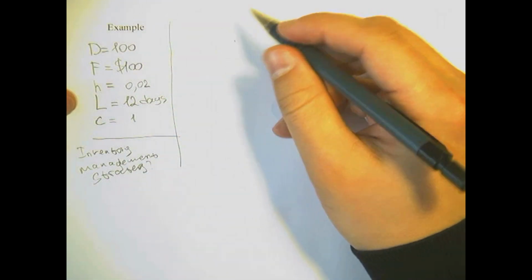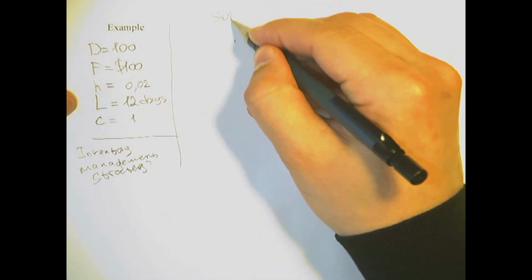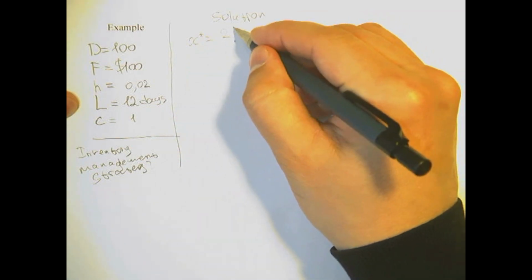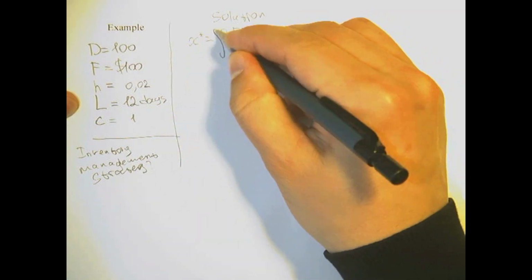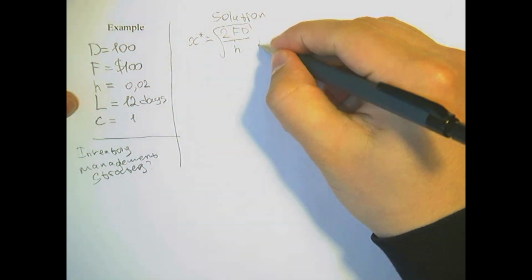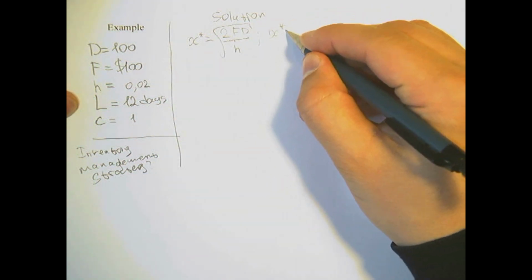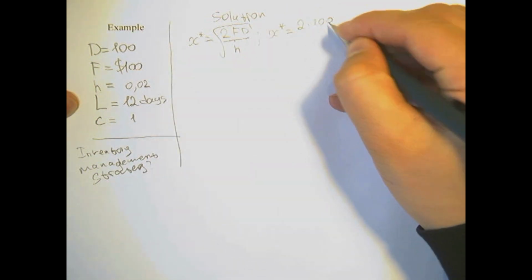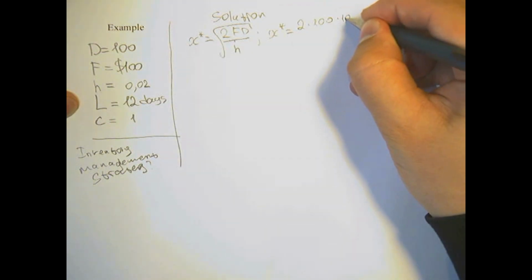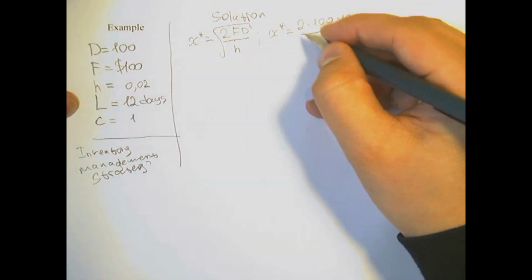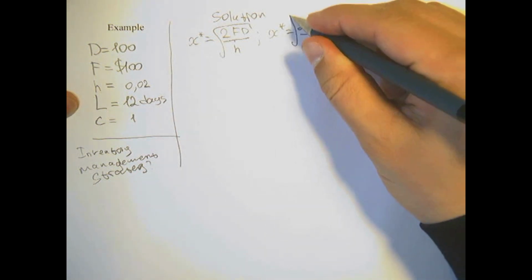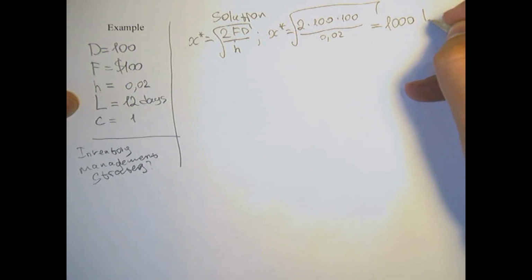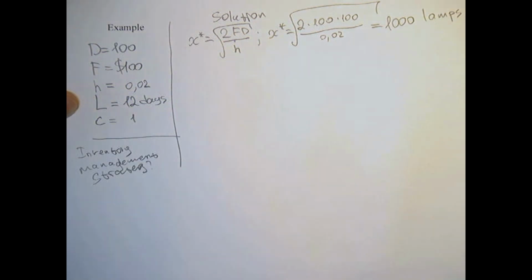To answer this question, let's consider a solution. Let's consider economic order quantity. It is the square root of 2FD over H. And after the substitution, we get 2 times F, it is 100, times D, it is 100, over H, it is 0.02, and square root, and the result is 1000 lamps. It is the order quantity.